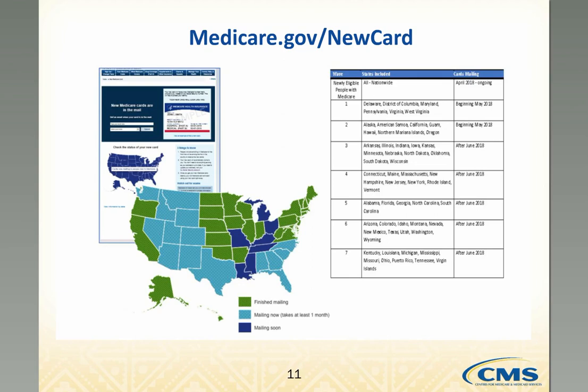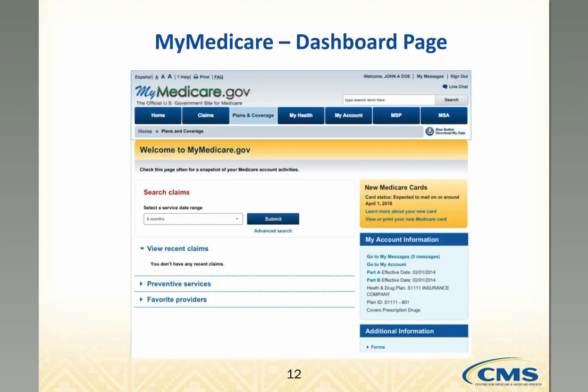Let's see if I can advance this. Okay, wonderful. So signing into MyMedicare.gov allows the consumer to see their card's mailing status and print an official duplicate card. So if the mailing wave has been completed and they, for some reason, need a duplicate card, they can actually print it from the MyMedicare page. They will need to create an account, however, if they don't already have one.